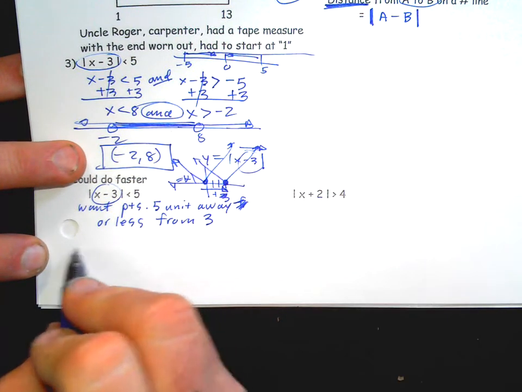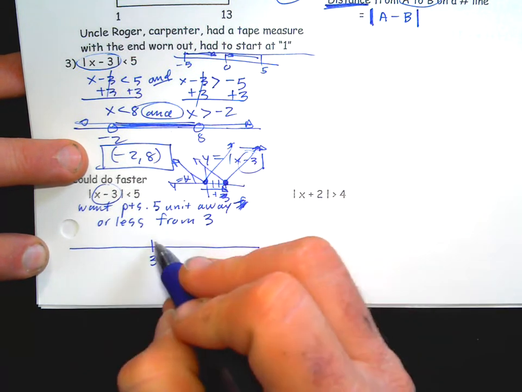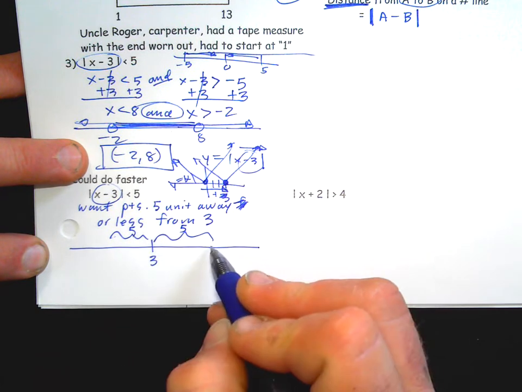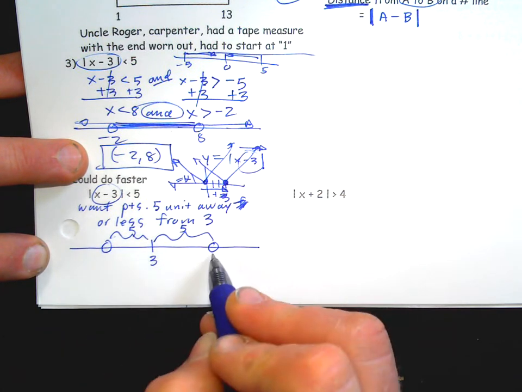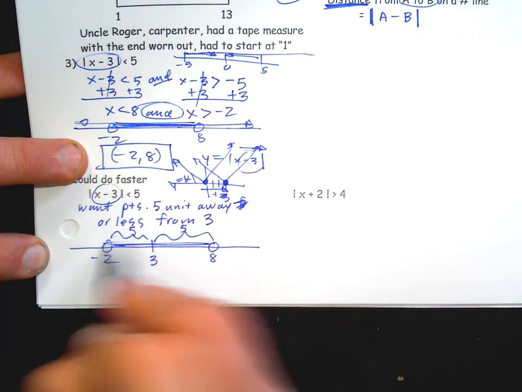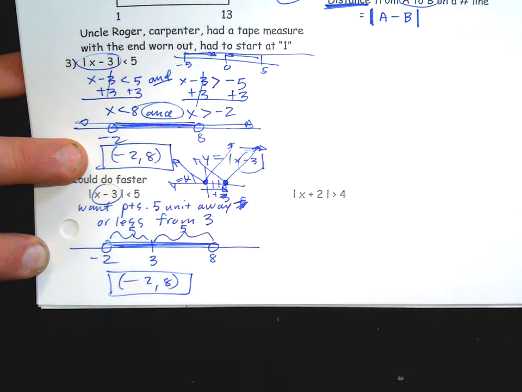So let's just kind of visualize this and say, well, 3 is the new middle, and we want to be 5 away from the middle in either direction. Can it be equal to 5 units? No. So these are open dots. So I'm going to add 5 to this. That's 8. Take 5 away from this. We're at -2. And these are all your answers. -2 to 8. Done. Same answer we got right there.